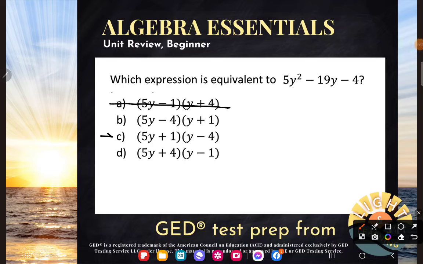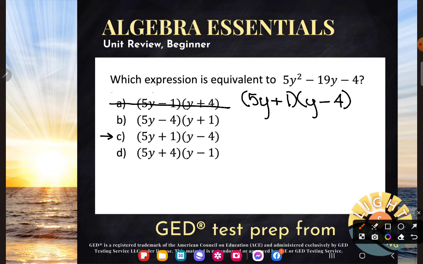So let's try C. I always tell my students, guessing and checking is a legitimate math strategy, but don't forget the checking part, you guys. Don't just guess and move on. Check your guesses. Okay, so let's try 5y plus 1 times y minus 4.